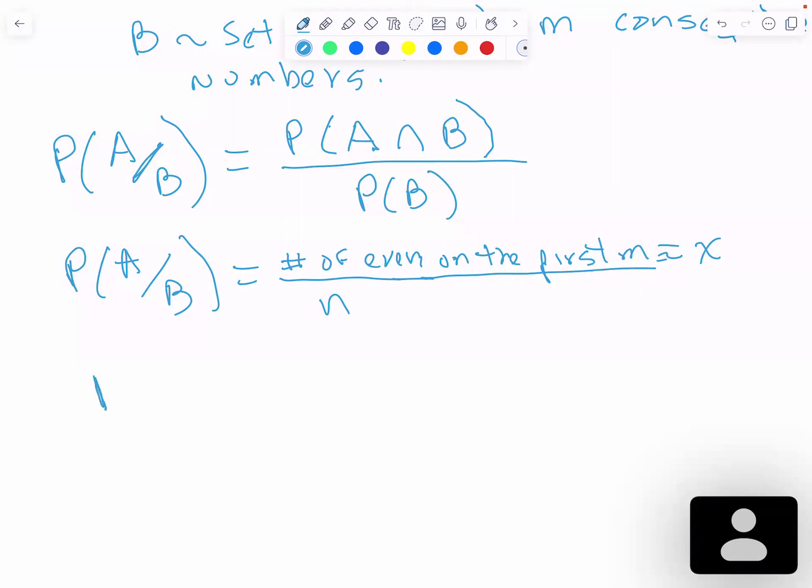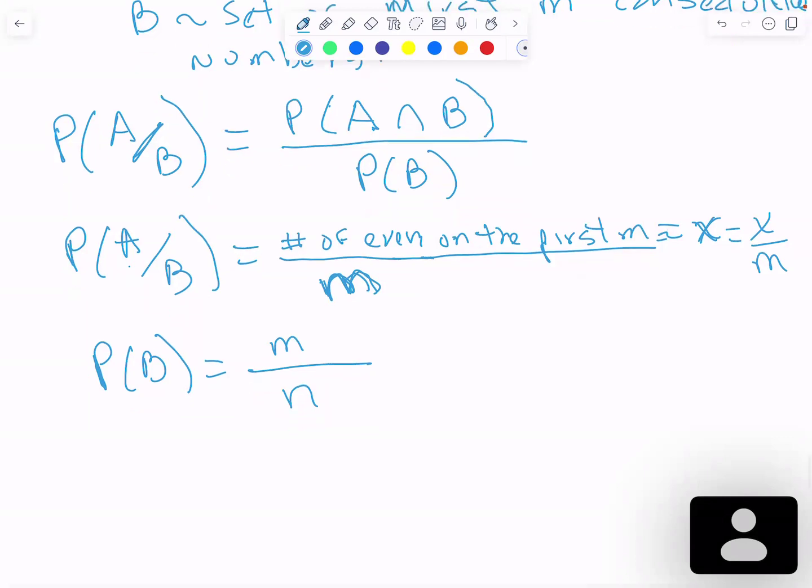I'm going to write the probability of B. It is m, the numbers you have from 1 to m, divided by the total number in the population. Oh no, sorry, in B here it is divided by m. The probability of A, given that you are already in B, you have only m numbers in B. I'm going to call x, which is going to be x over m. x is the number of evens up to the number m.